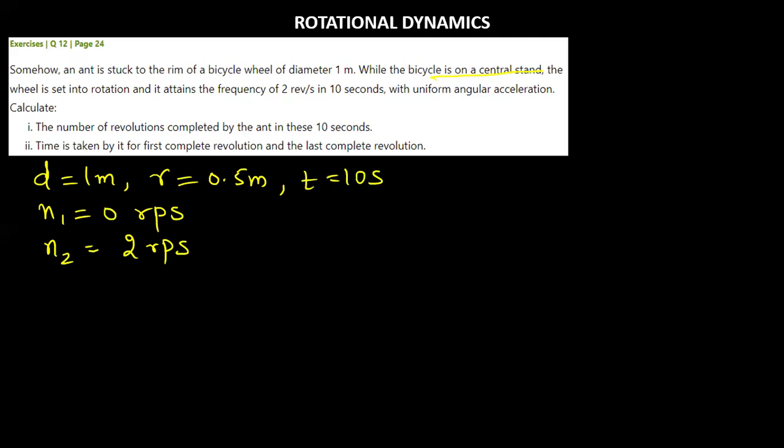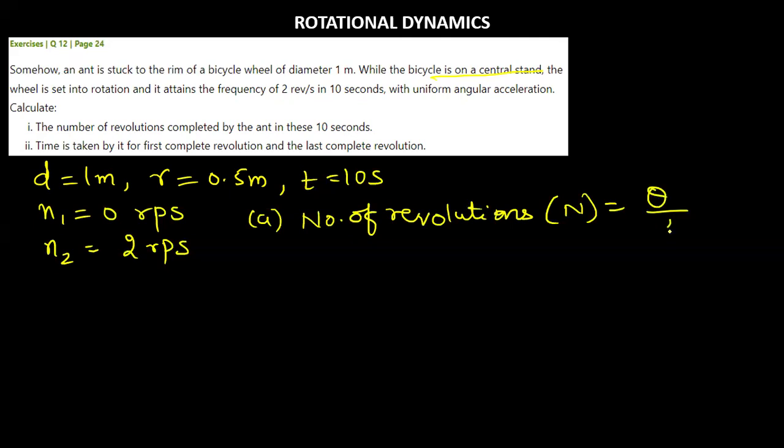Let us see that. Number one, the first thing is to calculate the number of revolutions completed by the ant in these 10 seconds. Remember that the number of revolutions has a formula. The number of revolutions, denoted by capital N, is angular displacement upon 2 pi, that is, N equals theta upon 2 pi. Theta is the angular displacement divided by 2 pi.